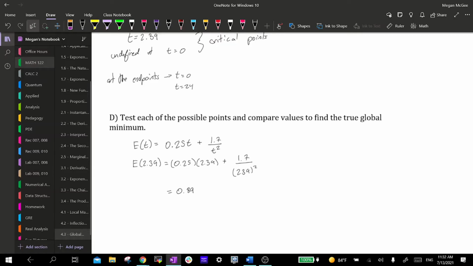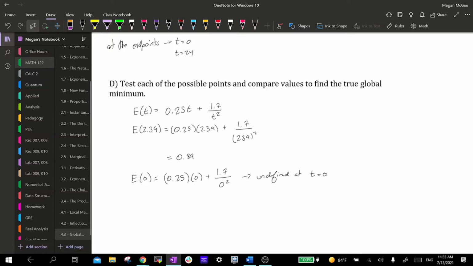And then we would want to test t is equal to 0 next. But if we try to plug in 0, we're going to be dividing by 0, right? We get 0.25 times 0 plus 1.7 over 0 squared. So our original function is also undefined at t is equal to 0. All right, so that's not a possible option.